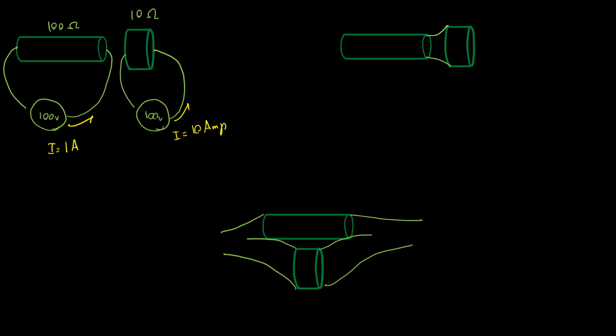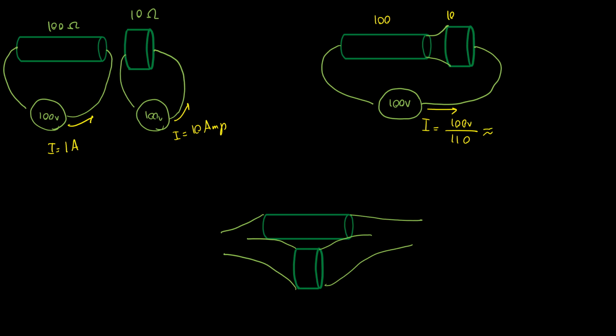Now I'm placing them in series. I'm applying a 100-volt source to it. So now my current is 100 volts divided by 100 plus 10, 110, which is approximately 0.91 amps. So notice when I connected in series, the overall current was less than both of these currents.